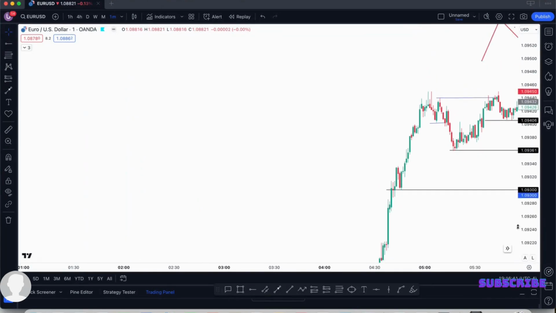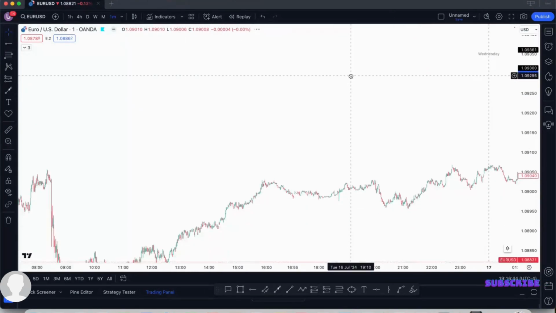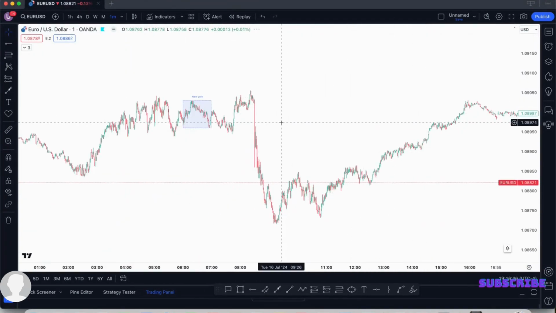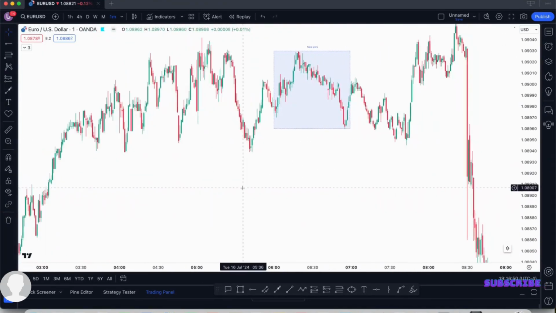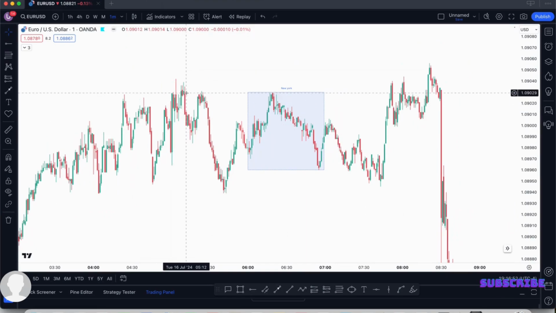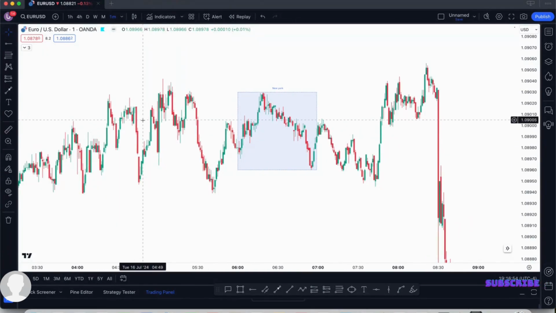Let me go to another example to show you again. Okay, this is another timing here. Okay, break of structure, break of structure. Okay, this was the break of structure, a sell side liquidity.